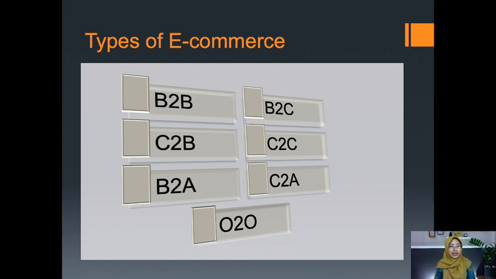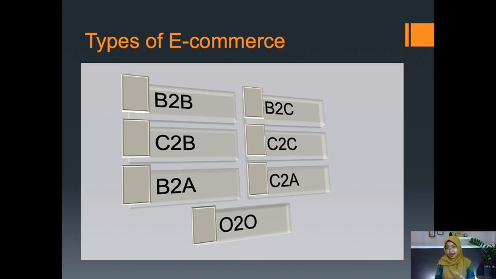Okay, here we go. I'm going to talk about the types of e-commerce. Actually, there are 7 types of e-commerce. We have B2B. You can see from the screen, there are 7 types. The first one is B2B. The second one is B2C. The third is C2B. The fourth is C2C. The fifth is B2A. The sixth is C2A. And the last is O2O.